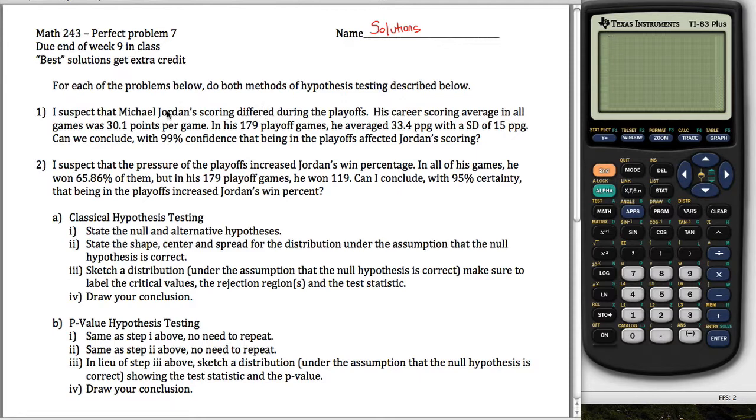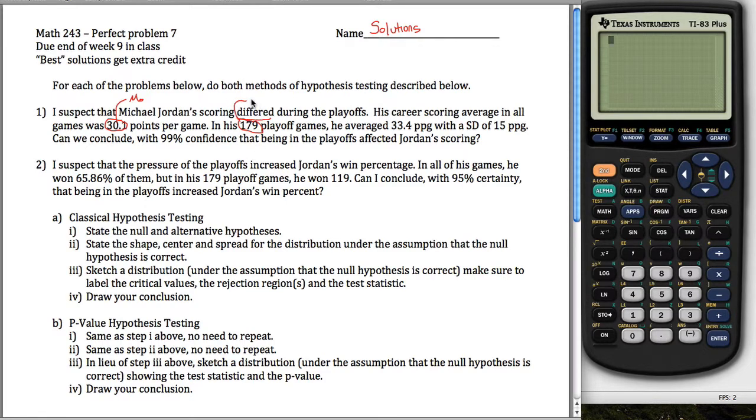The key word here is that I suspect that his scoring differed. Maybe I'll underline that. It's our key to tell us that we'll be doing a two-tailed hypothesis test. His career scoring average in all games, just trying to give you a hint that that right there was our population average, which we use mu naught for, was 30.1, pretty impressive. In 179 playoff games, this is the size of our sample.